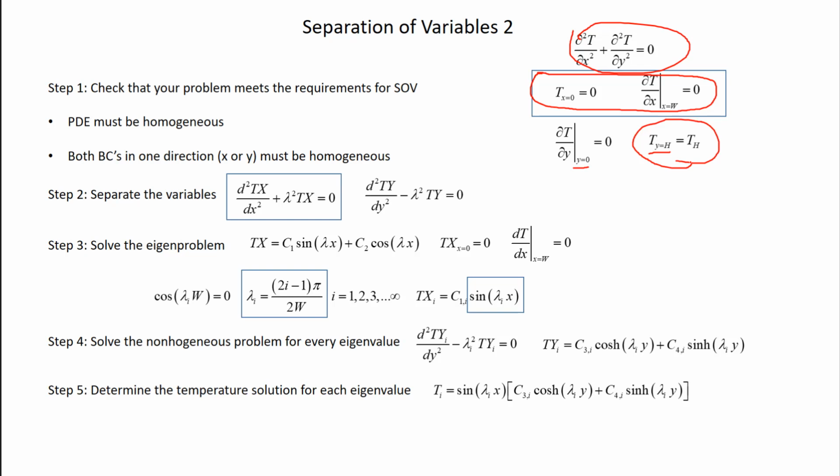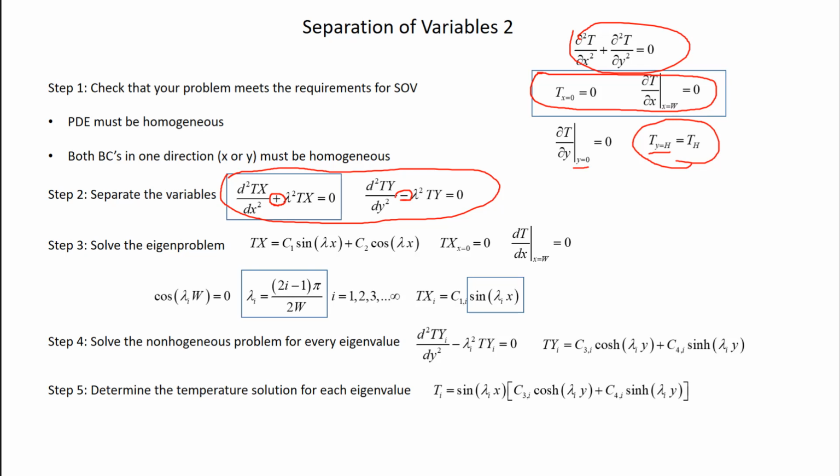With that in mind, we did step 2, which is separate the variables. This was the idea that we can express the temperature, which is a function of x and y, as the product of a function only of x, which we called Tx, and a function only of y, which we called Ty. With that substitution, we ended up with these two ODEs right here. And we said that the only way this works is if I choose a positive sign for one of them and a negative sign for the other one.